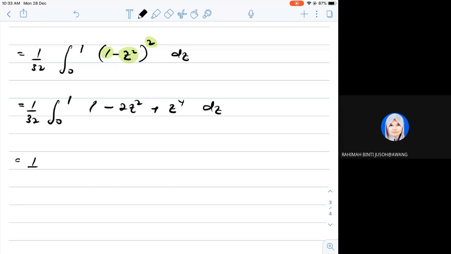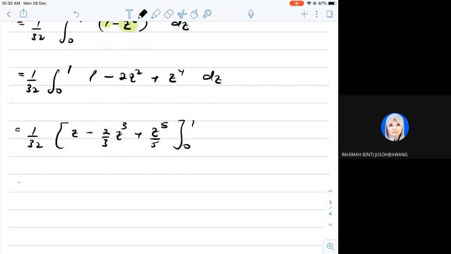Do you have a calculator with you, guys? Please calculate this. So we have z minus 2 over 3 z cubed plus z to the power of 5 over 5, from 0 to 1. So we have 1 over 32 times 1 minus 2 over 3 plus 1 over 5. Can you give me the answer?